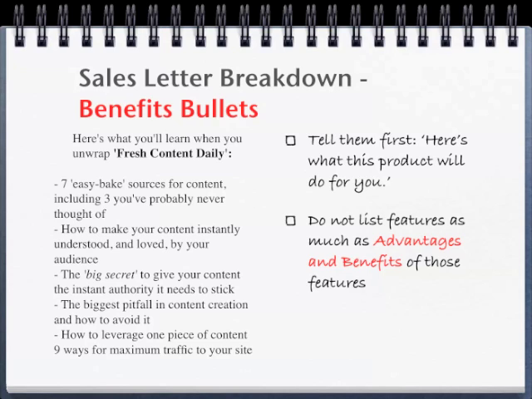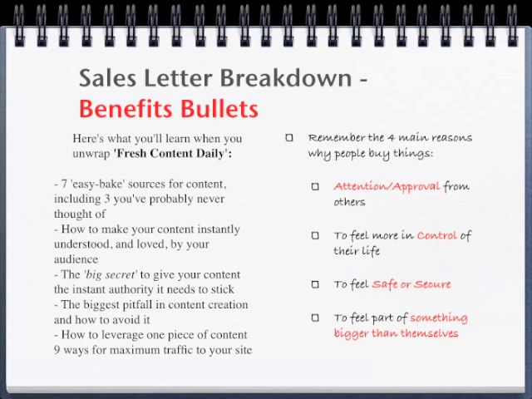The first part of benefits bullets is very simply to make a statement. Tell them first, here's what this product will do for you. And then when you're going through your benefits bullets, remember, do not list features of your products as much as advantages and benefits of those features. Find the feature and then pull out the advantage or the benefit of those features.